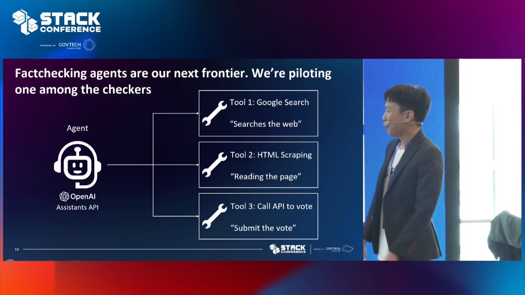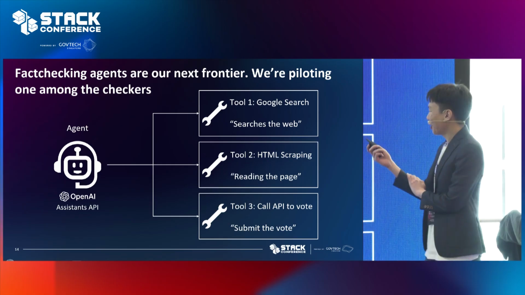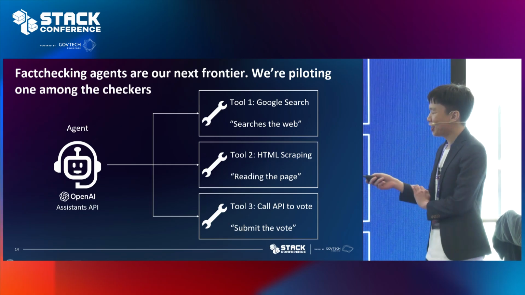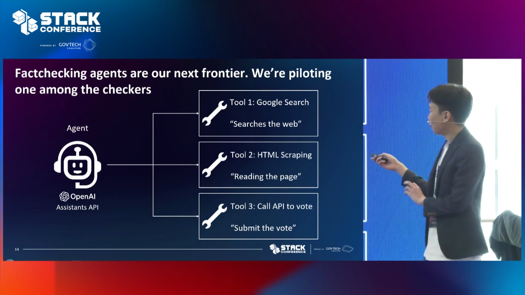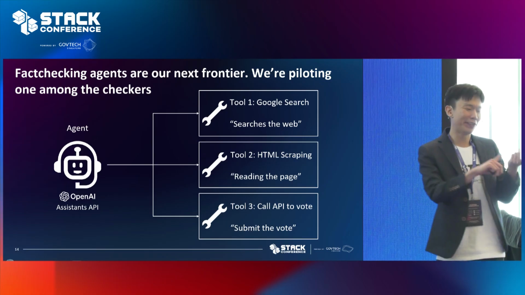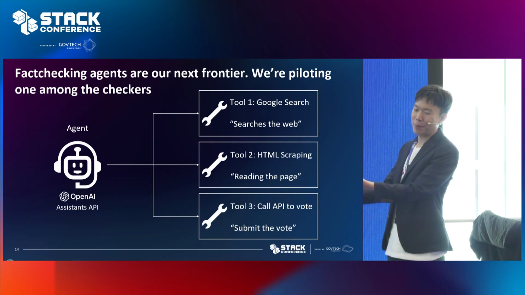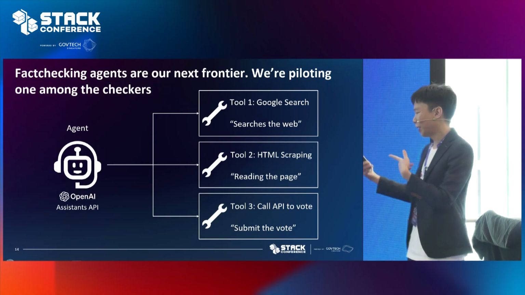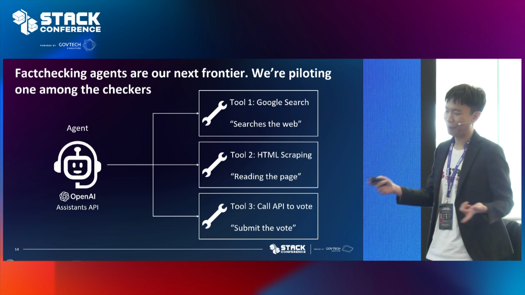All right, so the next thing we want to do with GenAI is what we call the fact-checking agent. Because basically as a fact checker, we are only doing a few things, right? We go to Google, we search. Then sometimes we go to the web page and actually look at it itself. And then after that, based on that, we determine the result and then we vote.